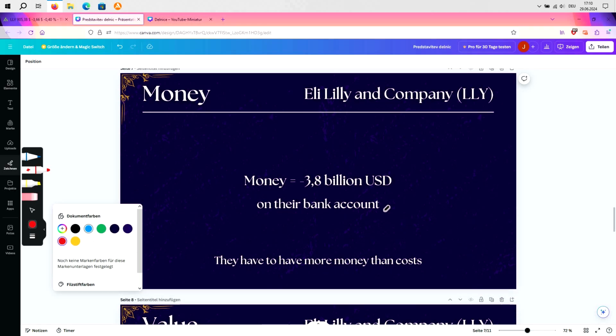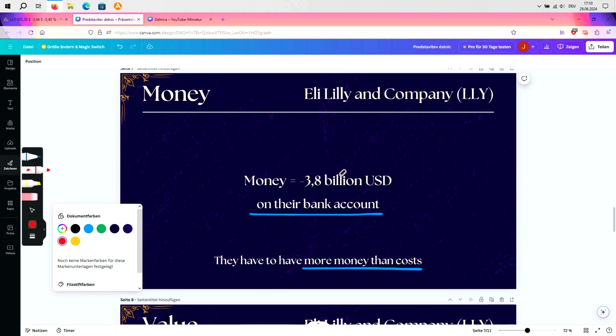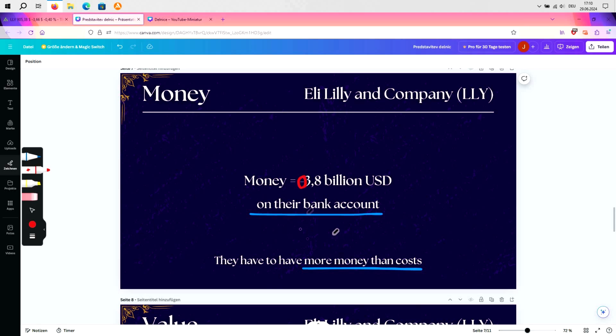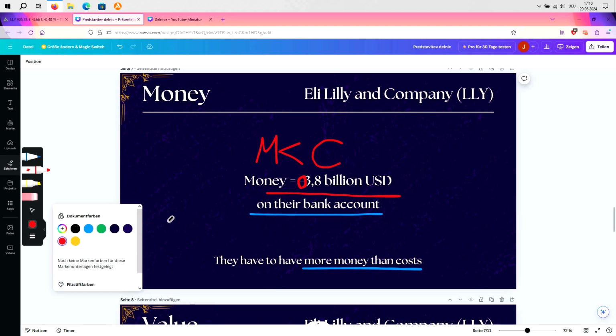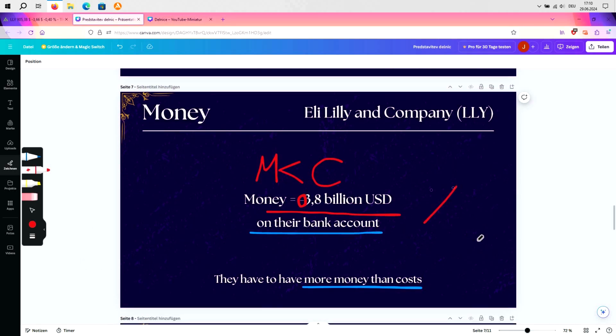Okay, now we come to the money, and for the money, we mean money in their bank account, and preferably they would have more money than costs. Now, how do we know that they have more money than costs? Use your brain, bro. Let's take a look at the money in their literal bank account, which is almost minus $4 billion. You can see here a little minus. That means, bro, that they have less money than the costs. So if anything unexpected happens whatsoever, they cannot cover those unexpected costs, because they have a negative bank account balance. So they would have to take additional debt, which would increase the debt here even more, okay? So money is disappointing for a company that is as big as Eli Lilly.